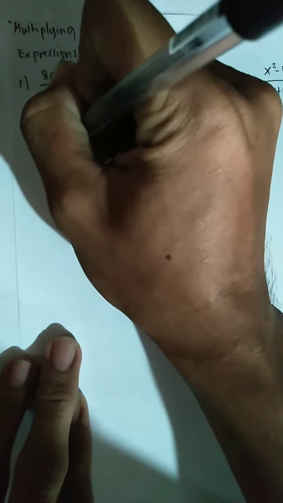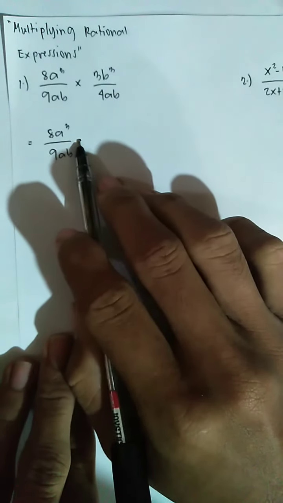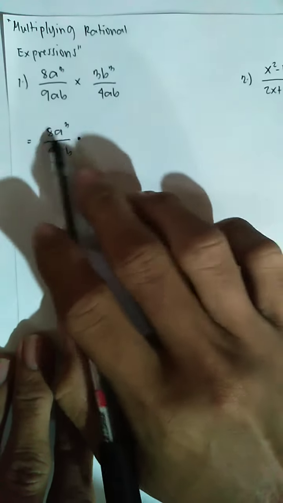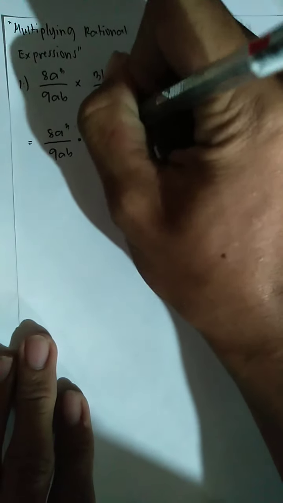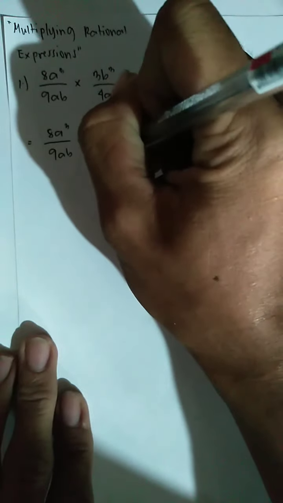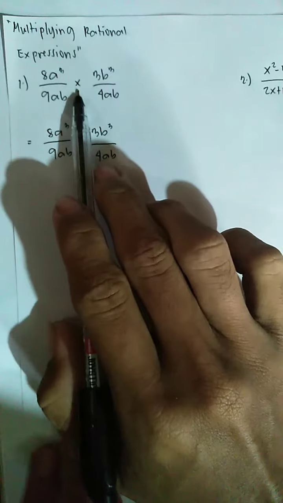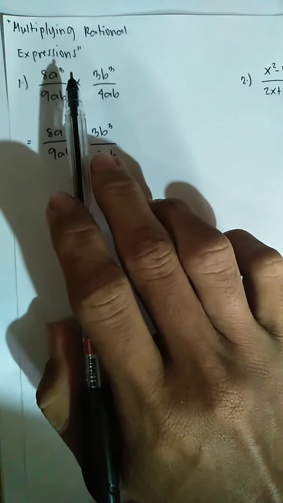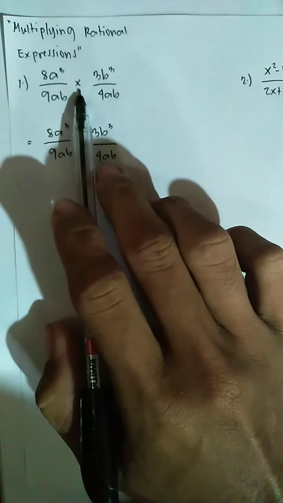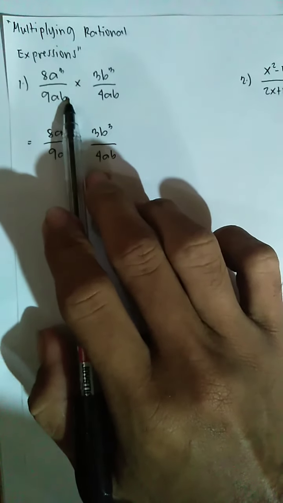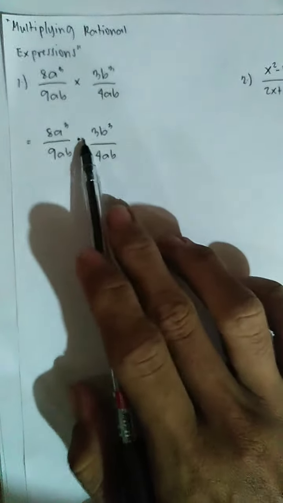So we have 8a cubed over 9ab. Let us rewrite that one. This dot here denotes multiplication, meaning you are going to multiply these two rational expressions. Okay, so we have 3b cubed over 4ab. Again, be conscious with this symbol of multiplication, because it will confuse you if you are going to use the variables x and y, right? So to avoid that, you can use this one.